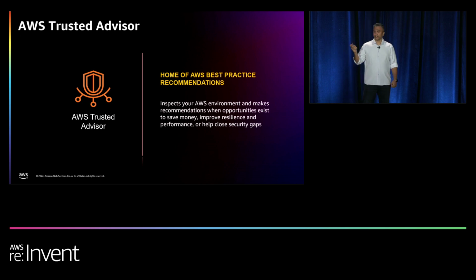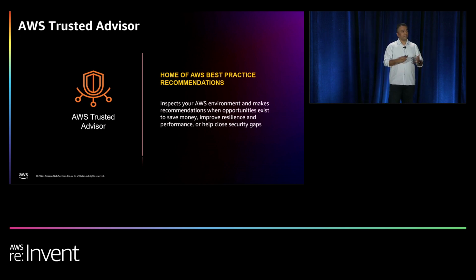AWS Trusted Advisor is a global service. What this means is we aggregate data across all regions for you in a single place. So it doesn't matter which region your workloads are in, and if your workloads span multiple regions, we aggregate the insights in one location.